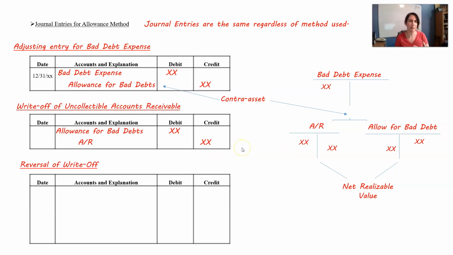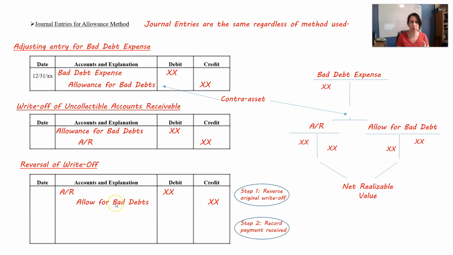However, I'm going to take it one step further. What happens if somebody pays you? Again, what happens if you wrote somebody's receivable off that then turns around and pays you? So you take two steps, starting with the reversal of the write-off. We reverse the original one. So this is the write-off entry, and we're going to reverse this one. We will debit AR, credit allowance for bad debts. And step 2, record the receivable as if none of this write-off had ever happened. So we would just debit cash, credit the receivable, the fact that we got paid.